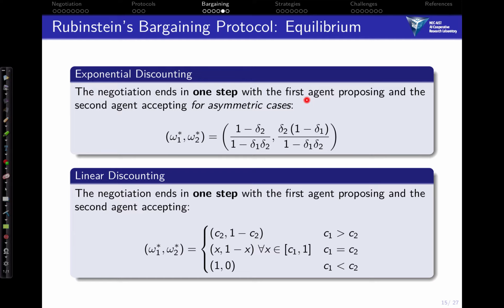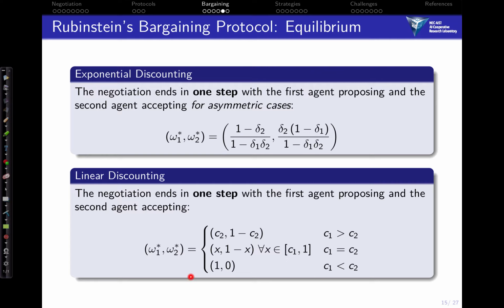Even though we have an infinite time, we can negotiate forever. It doesn't make sense to negotiate forever. The optimal solution is that the first guy should offer this and the other guy should accept it. And that's it. That's in case of exponential discounting, and that's in case of linear discounting. Again, it's not very important to understand these equations or what they represent.